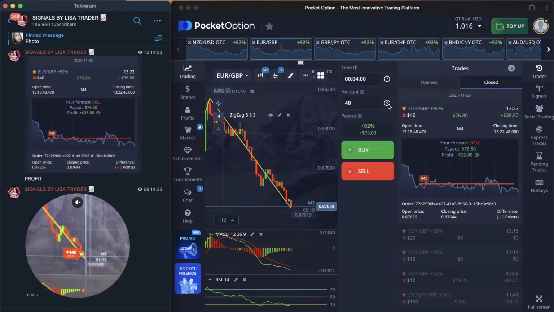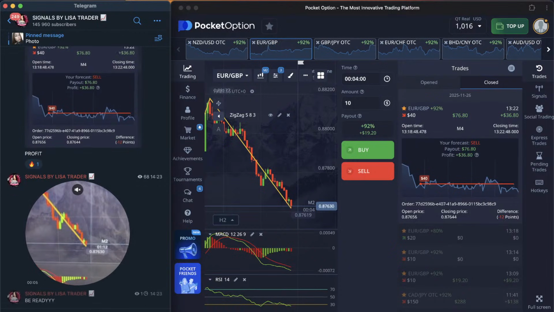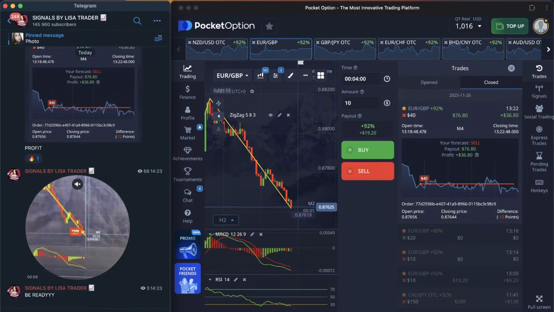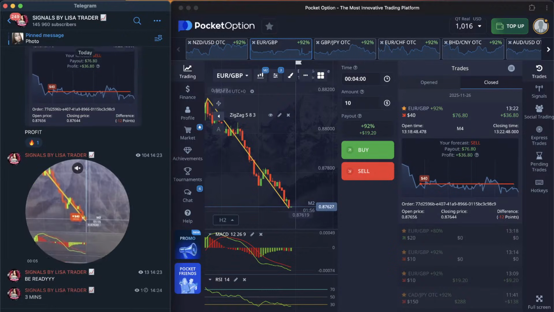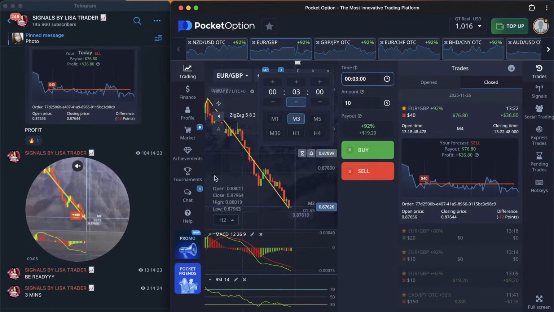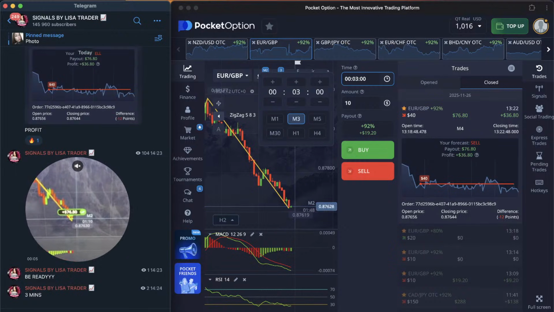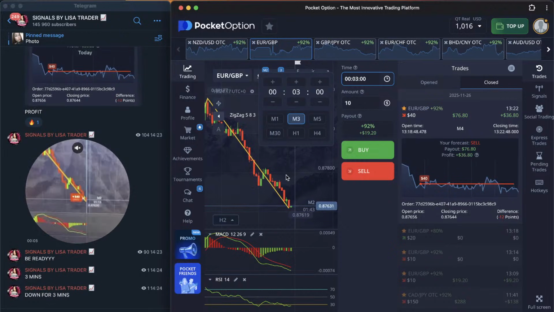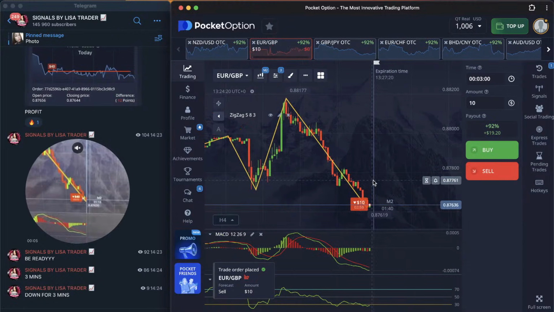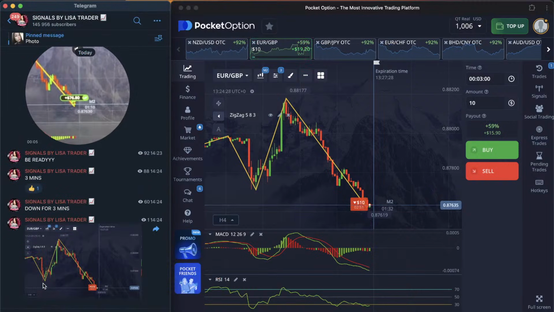So we stay at the same currency pair. Be ready. We changed to 3 minutes. Down for 3 minutes. I'm gonna send. Okay, perfect. And we open a trade here. I'm gonna send you the screenshot. Okay, perfect. And we're gonna wait here as well.